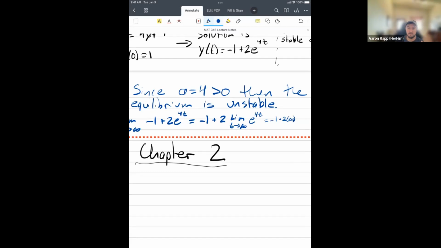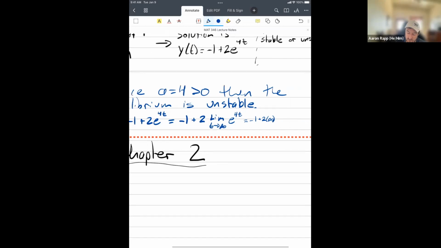So if I double a number that keeps getting larger, I'm only making it a little bit faster. And then if I just add -1 to it, that's not going to change the fact that that number keeps getting larger and larger and larger. So as time goes on, I'm never approaching the equilibrium. In fact, I'm getting farther and farther away from it. So it is an unstable equilibrium.